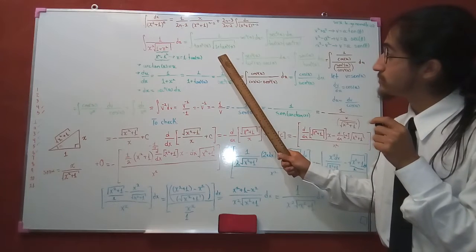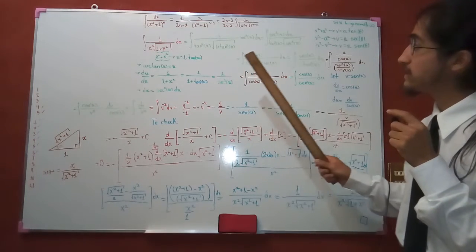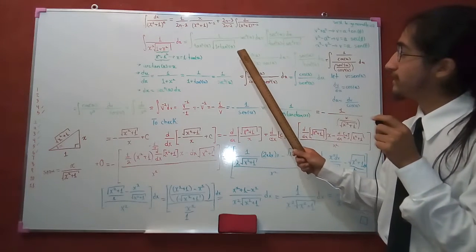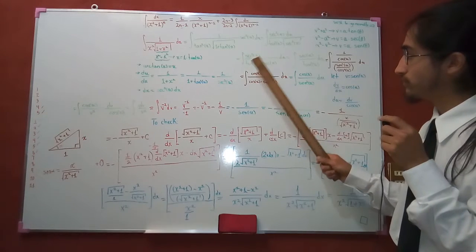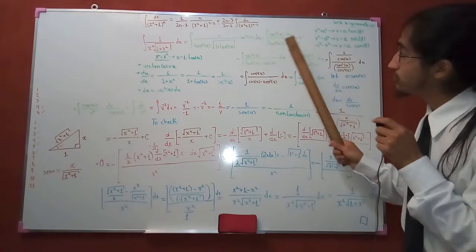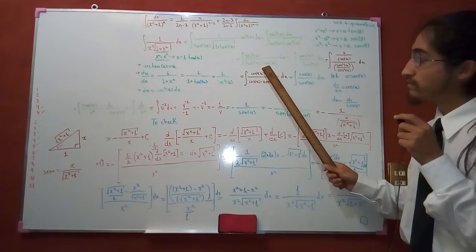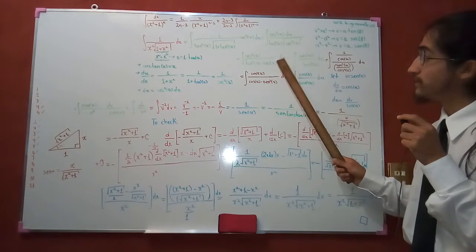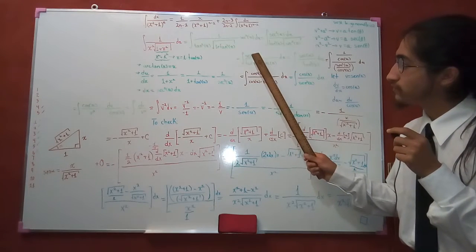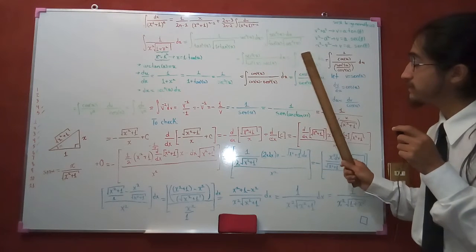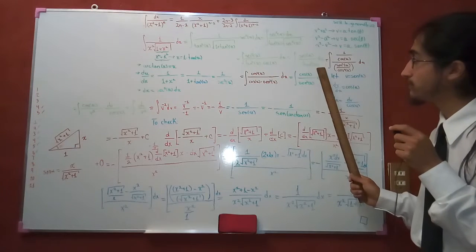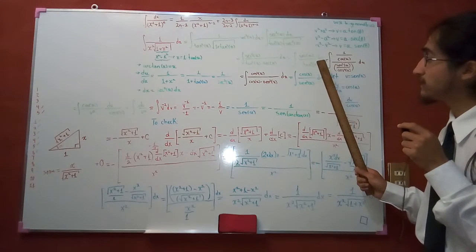But 1 plus the tangent squared of u is equal to the secant squared of u. This is equal to the integral of the secant squared of u divided by the tangent squared of u multiplying the square root of the secant squared of u, which is the secant of u, du. This is equal to the integral of the secant squared of u divided by the secant of u, which is equal to the secant of u divided by the tangent squared of u. All this number multiplied by du.